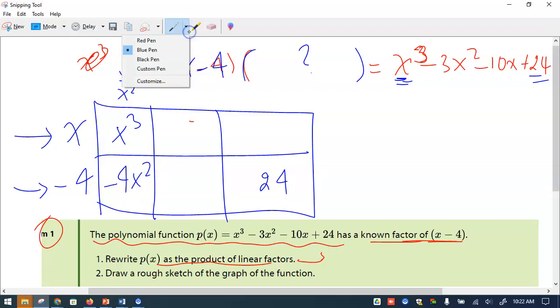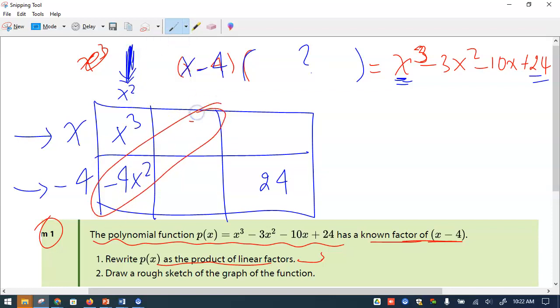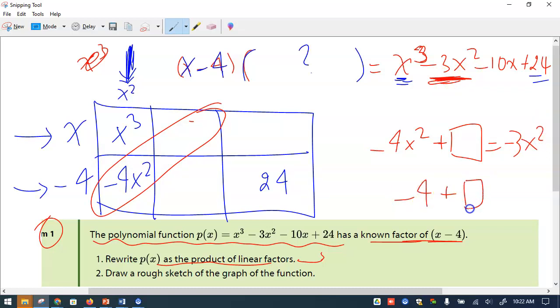Then I will make a diagonal for visual. Now, what adds to minus 4x squared to get minus 3x squared? It's like asking minus 4 plus what gives you minus 3, and you can just add plus 4, so this crosses out, and the answer is plus 1. It means it is 1x squared. So that goes here. This is how you do it.